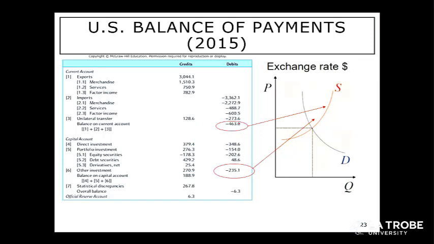So for example, in this case, this is what we see, right? So for the US in 2015, they are a net buyer of goods and services, yeah? So their current account balance is negative, okay? So because they buy a lot of goods and services from outside, they pay using the USD, and therefore they increase the supply of the USD, okay?